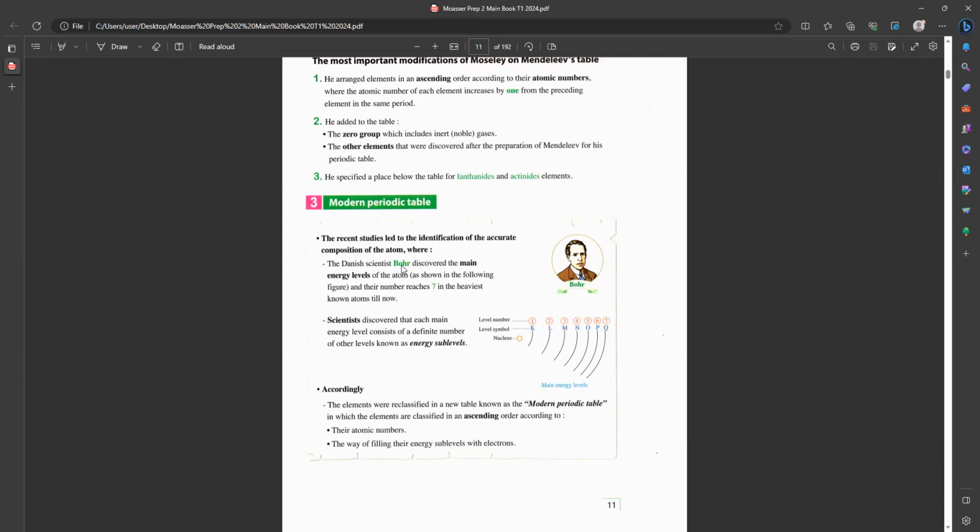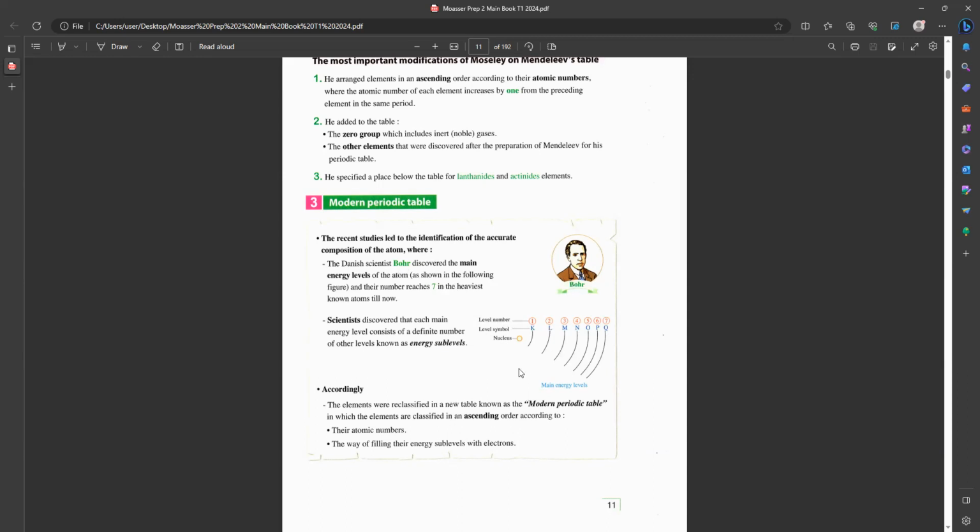We studied that the atom has a nucleus in the center, and around it there are 7 energy levels. The energy levels are K, L, M, N, O, P, Q. These are the main energy levels around the nucleus, in which electrons revolve around the nucleus. So Bohr discovered the main energy levels, which are 7 in the heaviest atom till now.